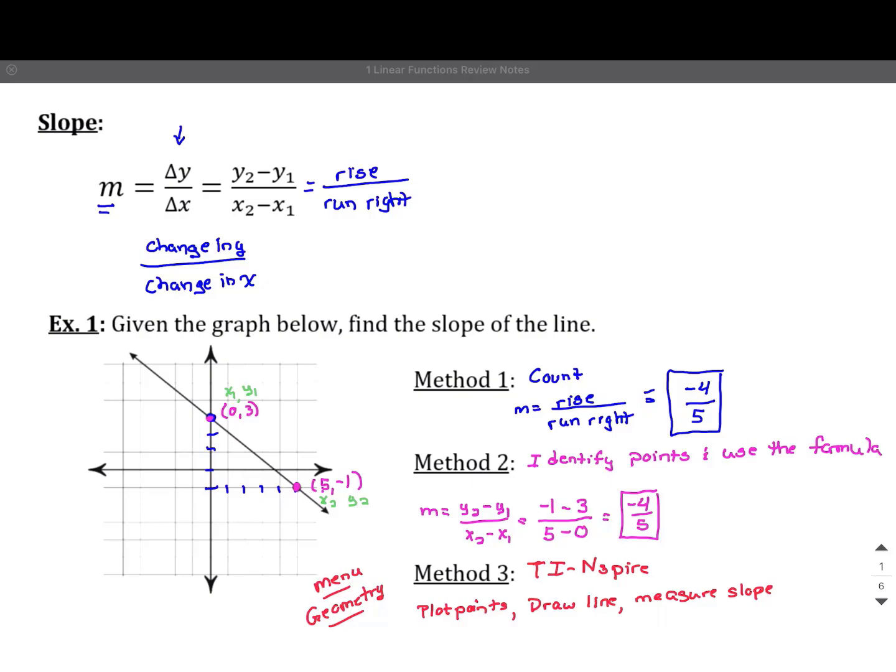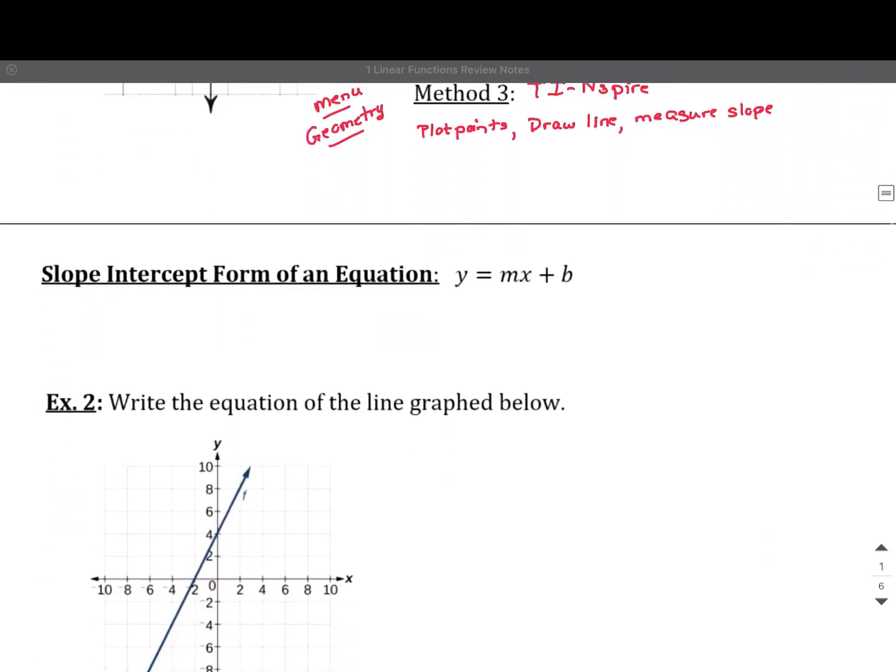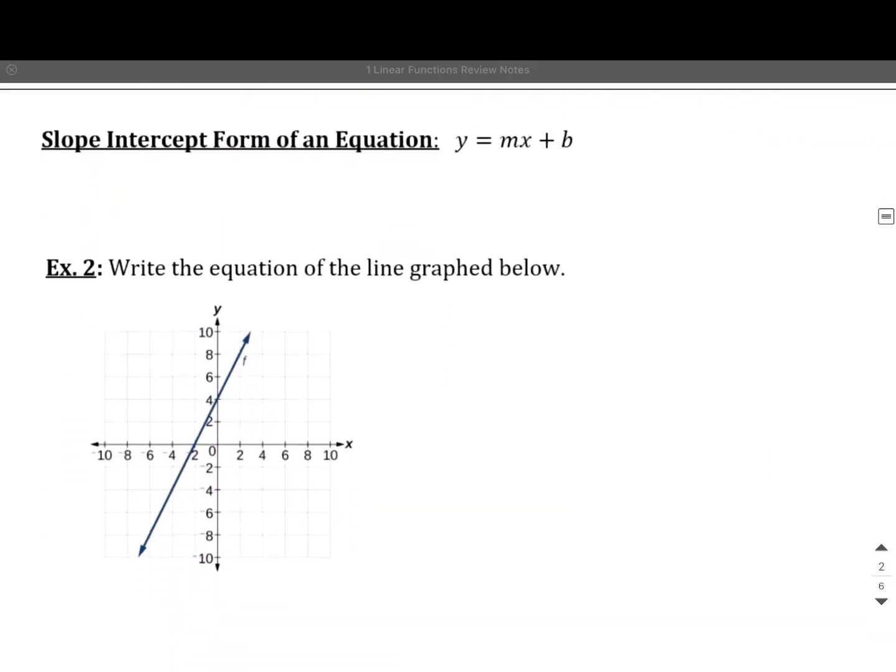Okay? All right. Next up, let's look at the equation of a line. So, probably the most common form that you guys know is the slope-intercept form of the equation of a line, where y equals mx plus b. M is your slope, and the b is your y-intercept. That's where the graph crosses the y-axis.